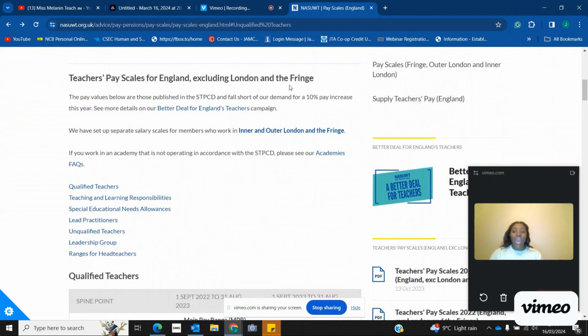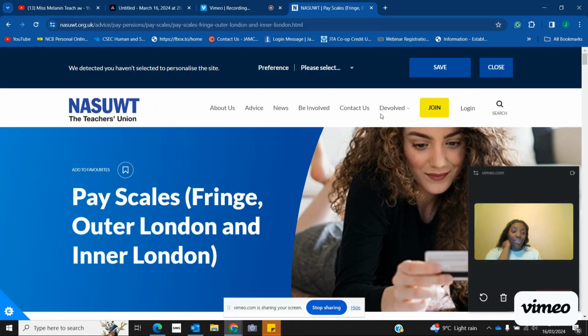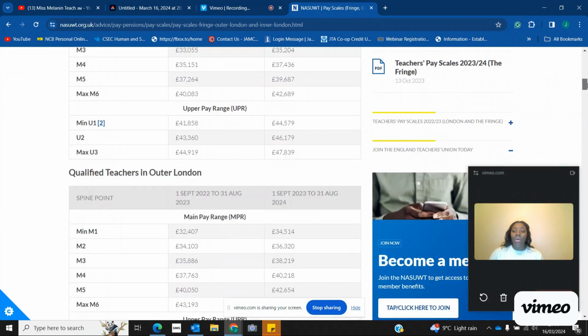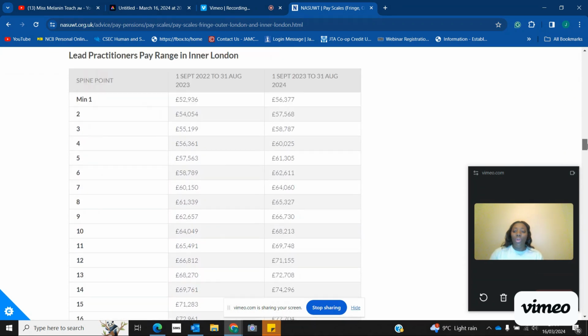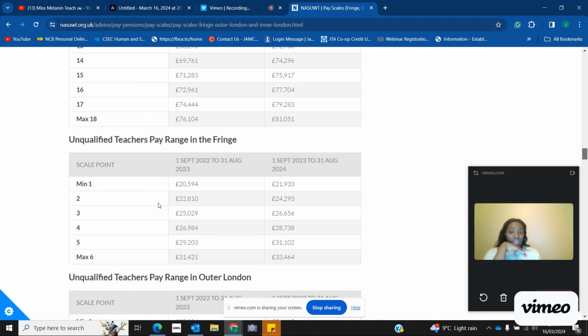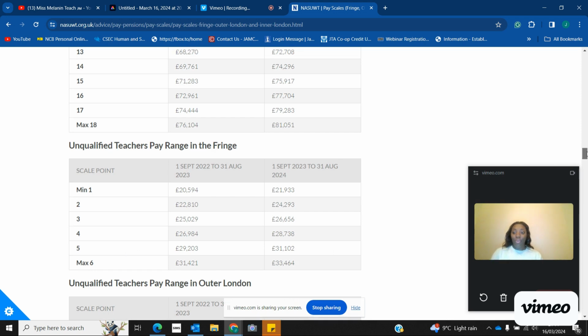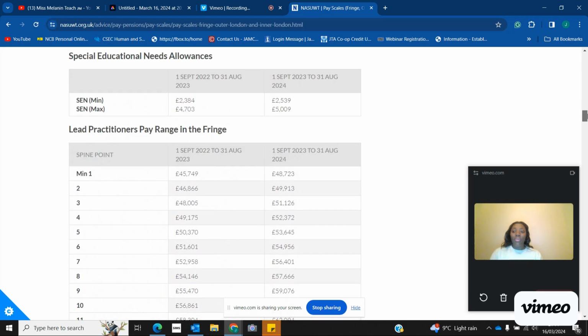All right, now let's look at inner London, outer London, and the fringe. Now, what I did was just click on the hyperlink. It takes us directly to those ones, and we're going to look at the unqualified, and then we're going to look at qualified. Now, where is it? Unqualified in the fringe, you will have a minimum of 21,933. Meanwhile, maximum will be 33,464. That's for unqualified.